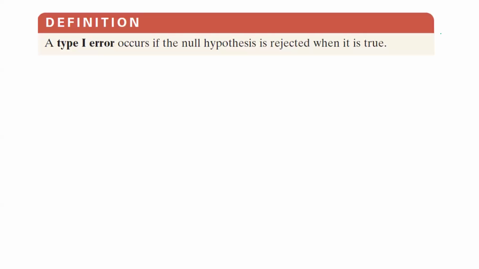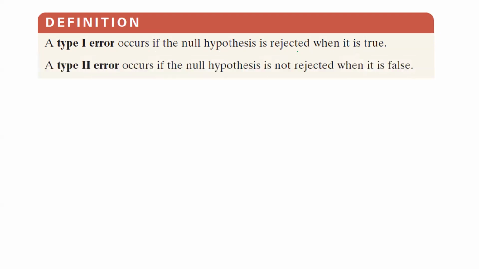Now that we introduced the topic of hypothesis testing, we're interested in knowing what is a type 1 error and type 2 error. A type 1 error happens if the null hypothesis is rejected when it is true, and a type 2 error happens if the null hypothesis is not rejected when it is actually false.